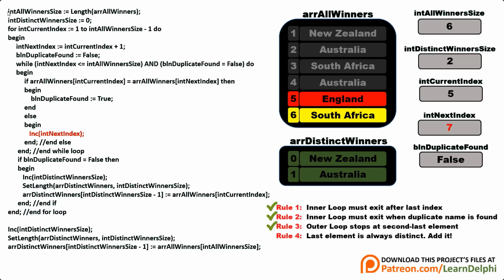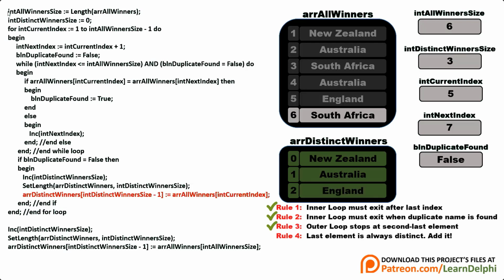The next index increments to 7. The next index is greater than the size of the array, so you met this condition to exit the while loop. Now another if statement checks if the boolean is false. It is false, so you increment the integer that sizes the dynamic array to 3. Then you use the setLength procedure to add the third index to the dynamic array. Then you assign England from the main array to the new element.